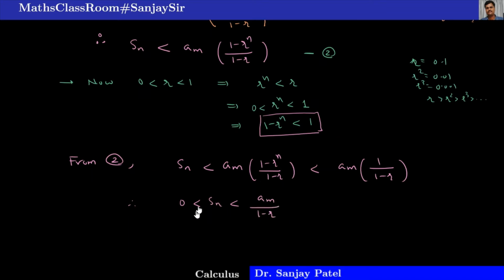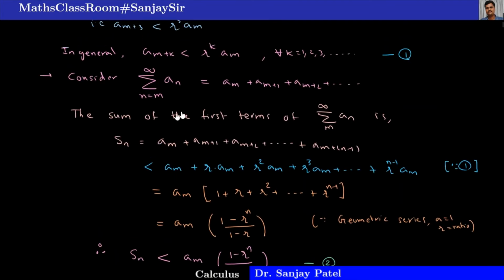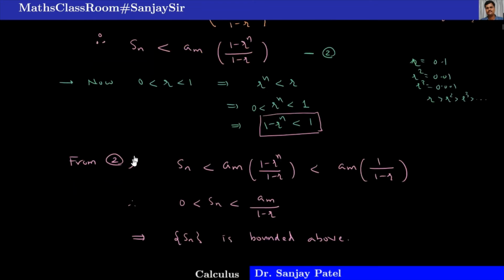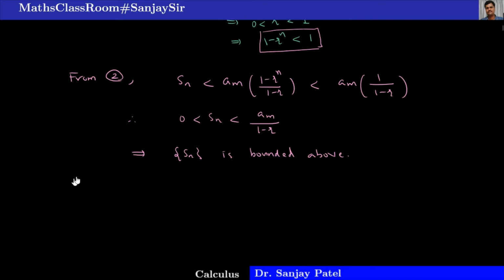S_n is positive because all terms of the series are positive. And that means the sequence S_n is bounded above. Sequence S_n is bounded above. Also, since all terms of the series sigma a_n are positive, this S_n is an increasing sequence, which is clear because S_1 is only a_m, S_2 is a_m plus a_{m+1}, and so on. So when you find S_1, S_2, S_3, and so on, you will get larger and larger values. So it is also clear.